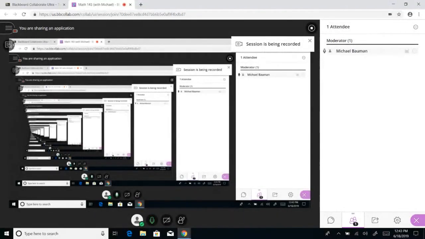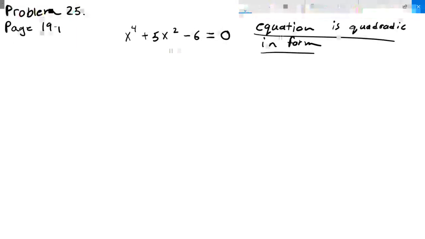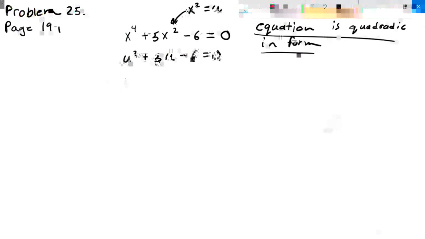Welcome. Today we're going over a problem on page 199. It's problem 25, and what we're going to do is solve an equation that's in quadratic form. So what this really means is that you can reduce the equation to a quadratic through substitution. So if I want to get this into a quadratic equation, I can say that x squared is equal to u, meaning that this will then simplify to u squared plus 5u minus 6 equals 0. This allows us to simplify the equation to something we can actually solve.